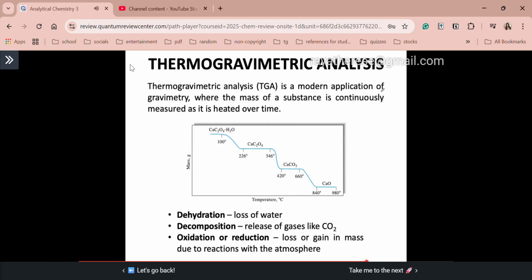Now, this is a modern application of gravimetry, where the mass of a substance is continuously measured as it is heated over time. So class, ito yung thermogram from the book of Harris. Ang sample niya, calcium oxalate monohydrate. So upon heating to 100, syempre, mawawala yung water, and anhydrous oxalate na lang siya. So the first step was dehydration, may info ka ngayon.